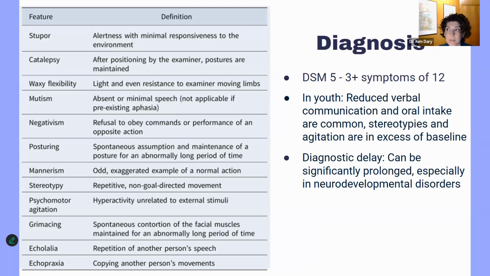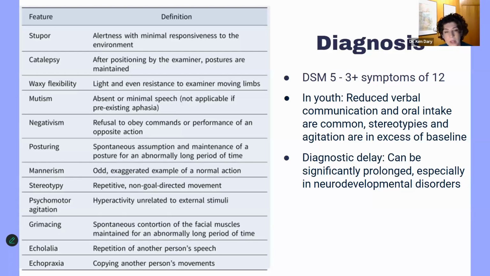So sometimes we have to think about in children and youth what their baseline function is, because some kids, particularly those with neurodevelopmental disorders, may have baseline stereotypies or baseline agitation, or what some movements would be considered hyperkinetic, but is it in excess of that?